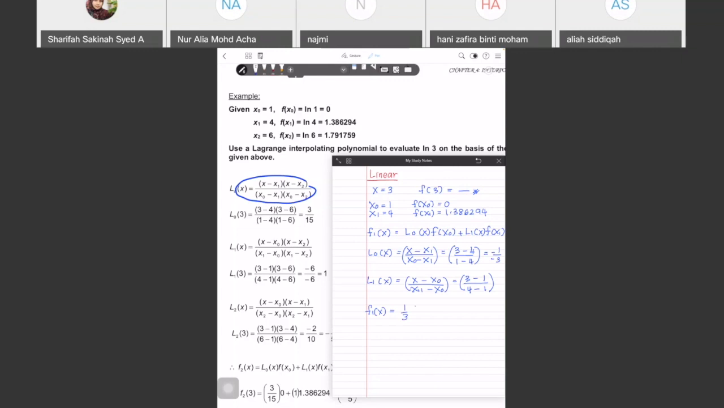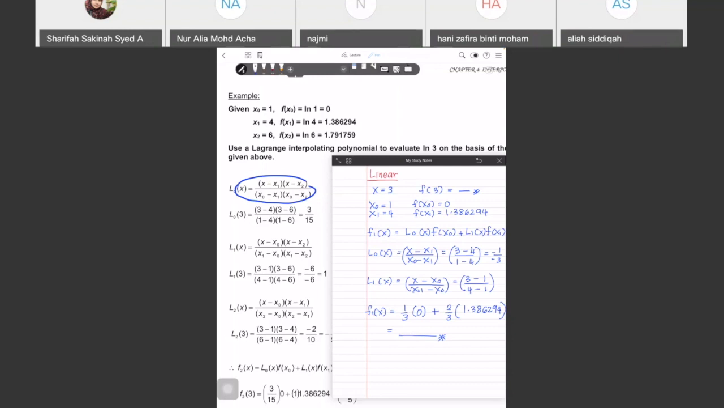times fx0, and then L1. So you have 3 times fx1, which is 9. So now the answer is only 2 over 3 times this one. You get there. So you can see the calculation for L0 is like this. Later on when you do the quadratic, you have to add another term because it's quadratic Lagrange interpolation. So this is for linear.